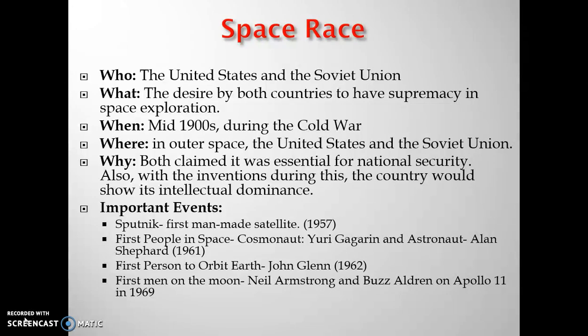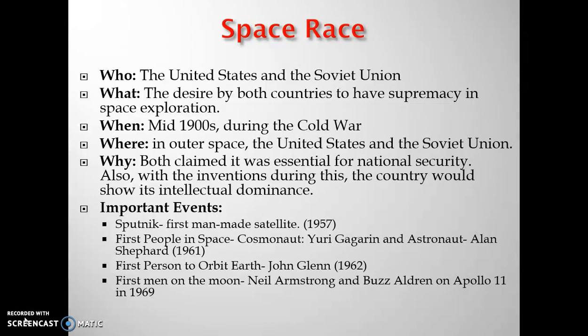Next, the space race. This was also between the United States and the Soviet Union, and this was the desire by both countries to have supremacy in space exploration. This was from the mid-1900s, throughout the Cold War, into really the 1990s. It took place in outer space, between the United States and the Soviet Union. The reason was that both claimed it was essential for national security. Also, with the inventions during this time, the country would show its intellectual dominance. Keeping in mind that the space program is really not just about the shuttle and putting astronauts into space. Much of it has to do with satellites, which historically were used for spying on other areas.